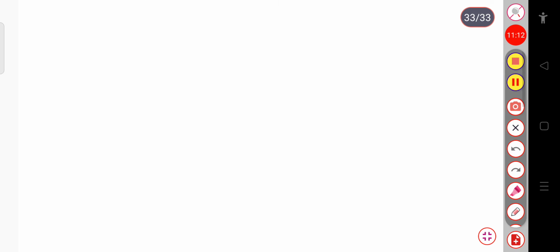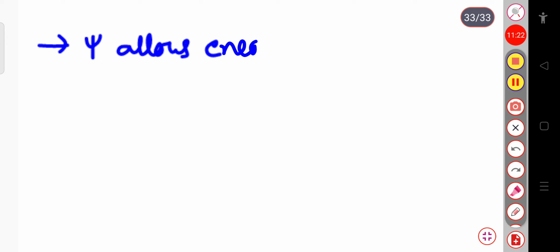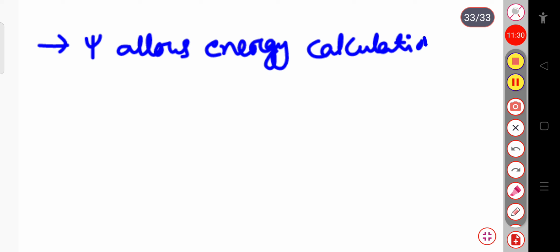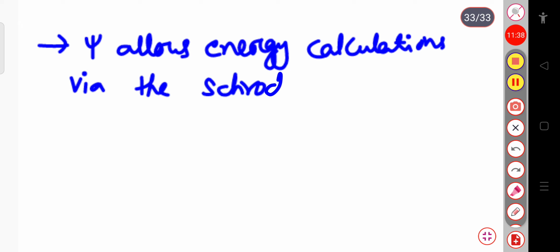And what are the other points? Psi, this wave function psi, allows energy calculations through the Schrodinger equation. So by using the Schrodinger equation, you can calculate the energy of a particle. And also we can write the next point.